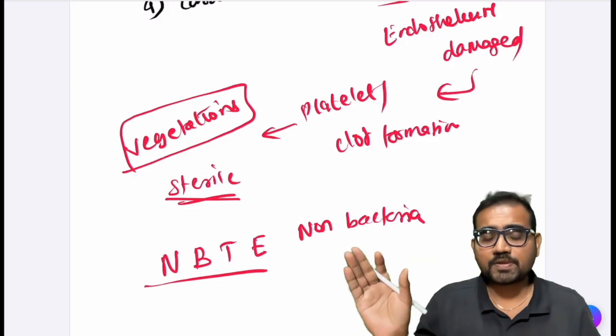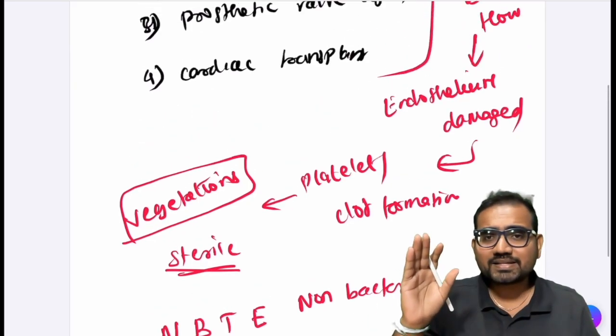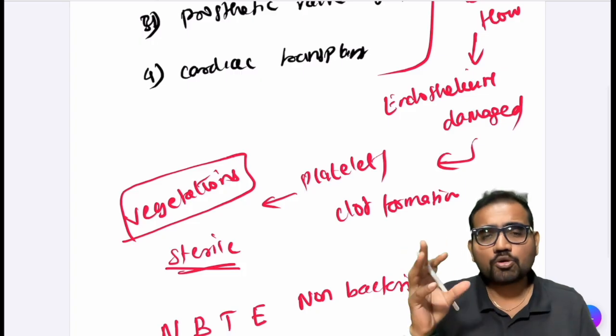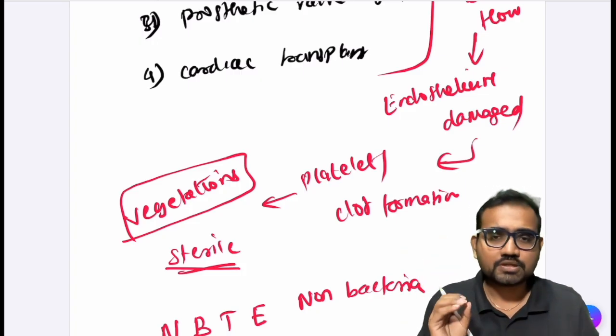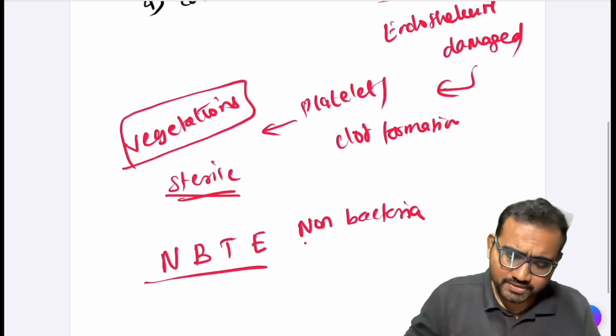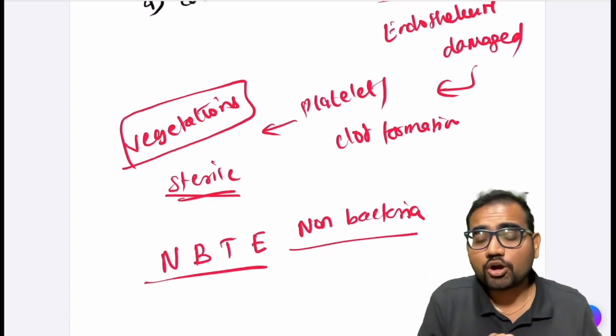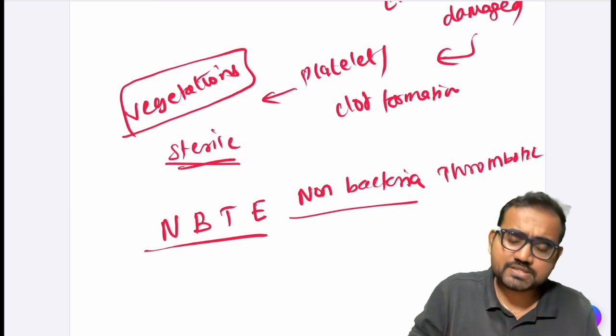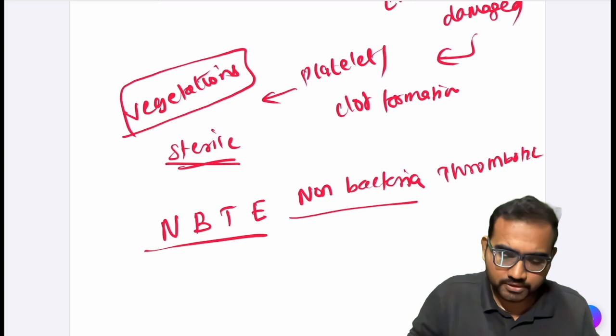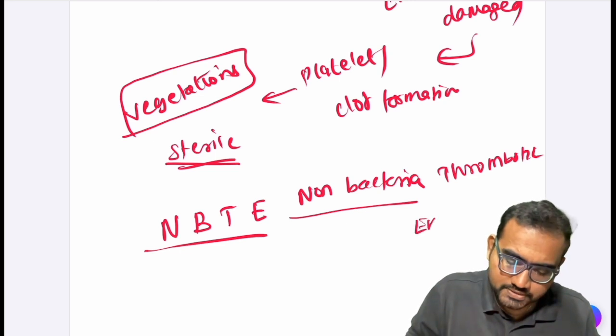Itis means inflammation. So turbulent blood flow results in damage to the endothelium. Any damage, the body signals in the form of clot formation that results in the formation of vegetation. Okay, so now this is not invaded by any bacteria, so it is non-bacterial thrombotic. Thrombotic means clot that is formed because of injury. Thrombotic endocarditis.